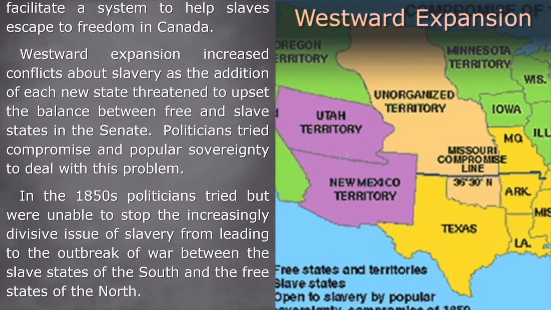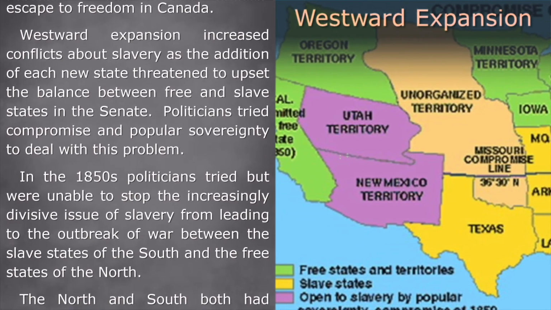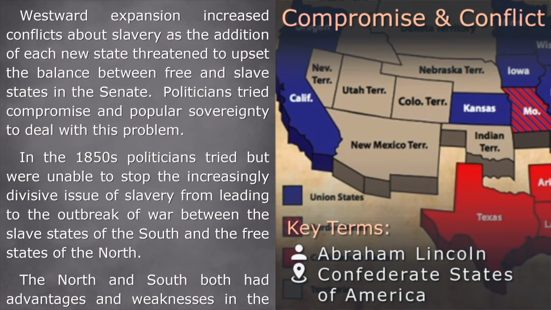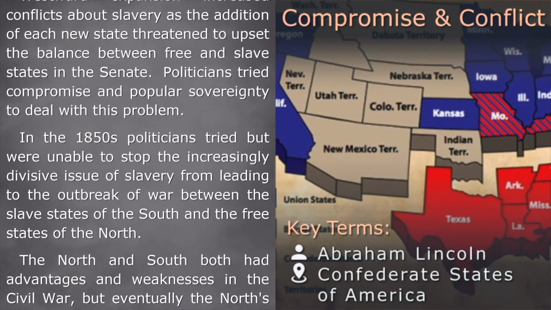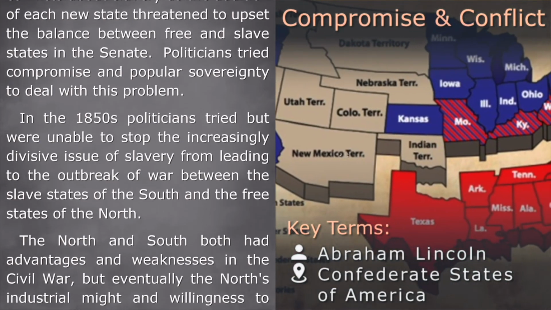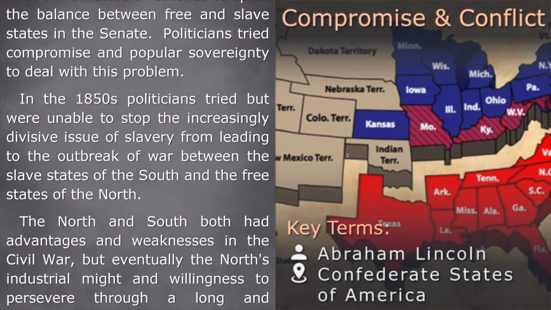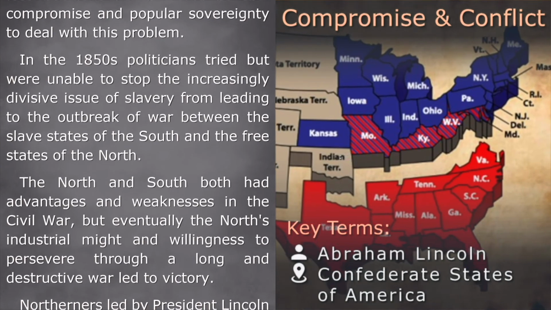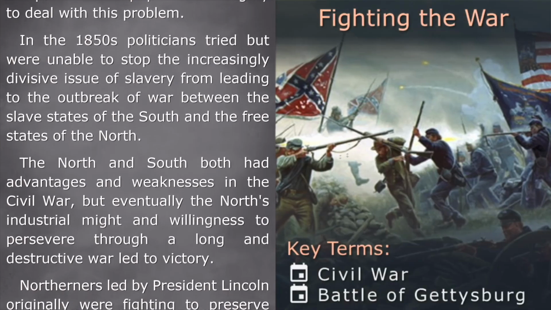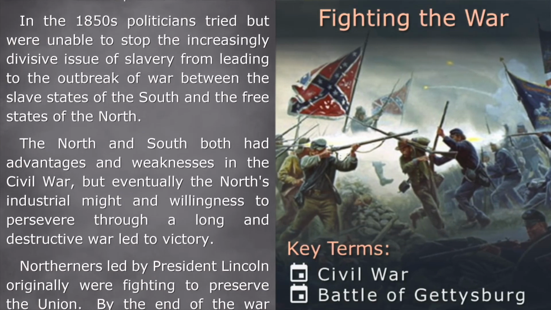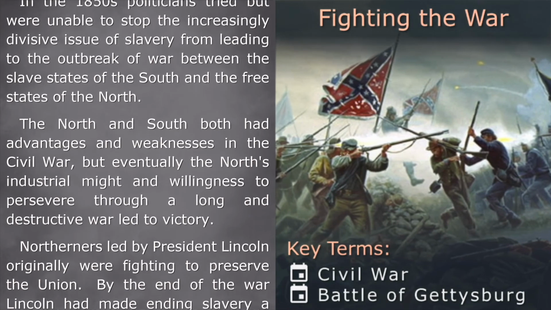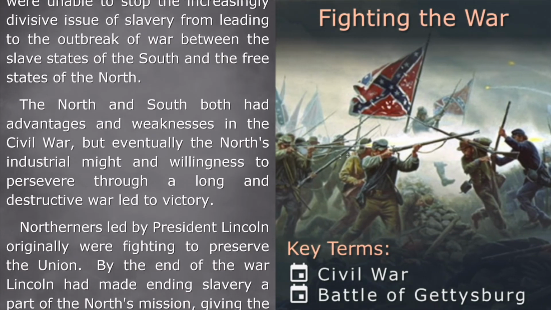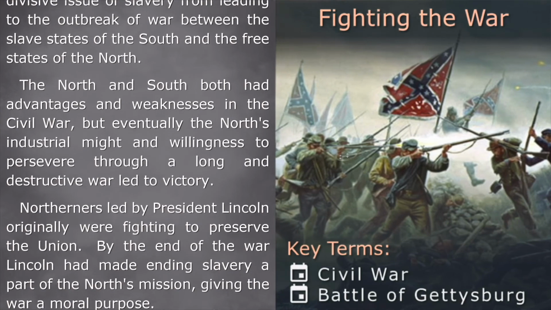Politicians tried compromise and popular sovereignty to deal with this problem. In the 1850s, politicians tried but were unable to stop the increasingly divisive issue of slavery from leading to the outbreak of war between the slave states in the South and the free states in the North. The North and South both had advantages and weaknesses in the Civil War, but eventually the North's industrial might and willingness to persevere through a long and destructive war led to victory.